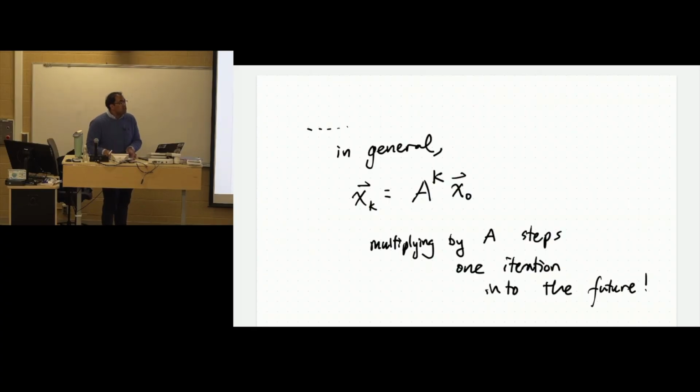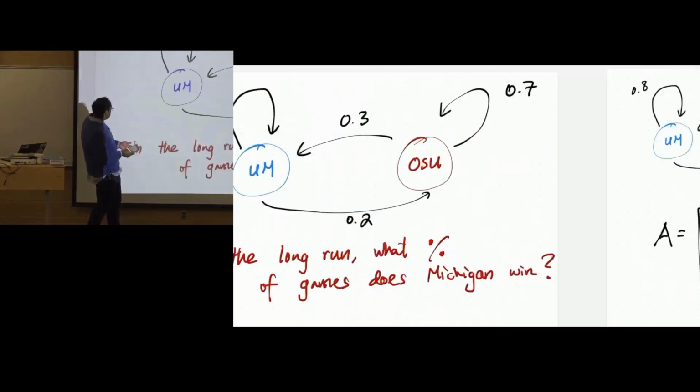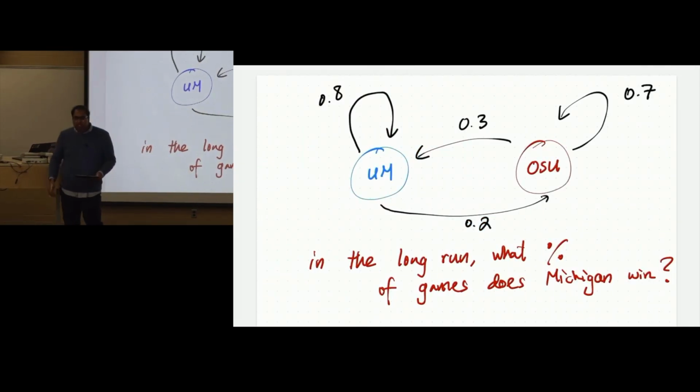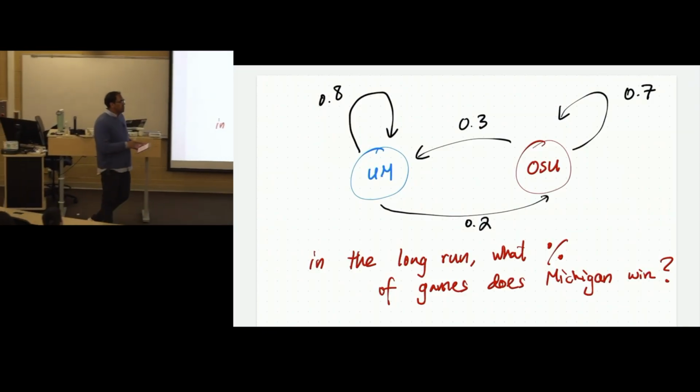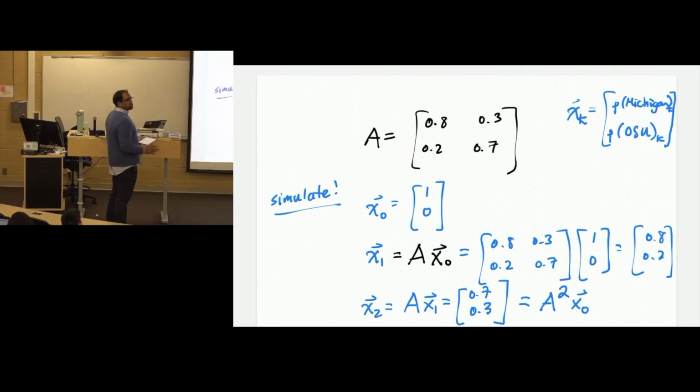So how could we use this principle to answer our original question? In the long run, what percentage of time does Michigan win? I have this way of simulating the universe. I ran it a few times, right? I said, okay, let's pretend Michigan wins our first year. And then the second year, there's an 80% chance they win. Third year, there's a 70% chance they win. You might notice that these numbers, even though we're repeatedly multiplying by a matrix, they're not massive. They still, for some reason, add up to 1.